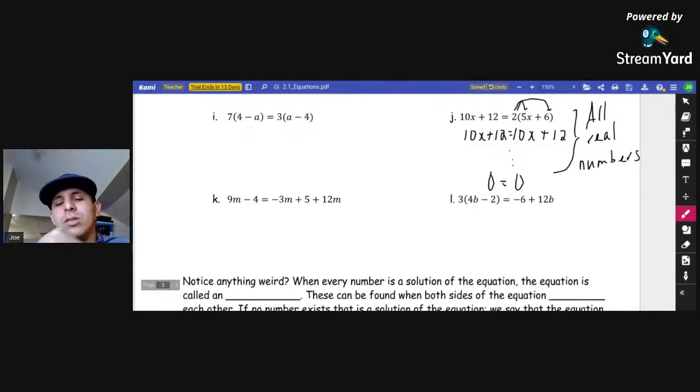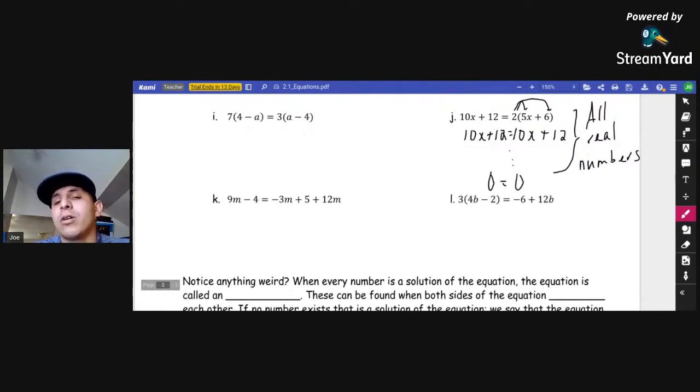Because essentially, since I'm left with a true statement, the variable is now gone, x has been eliminated, but we're left with a true statement. 0 does in fact equal 0. We can technically substitute any number. Because if I substitute a 2 in for x, I'll have 10 times 2 plus 12 equals 10 times 2 plus 12. It'll be the same value because we have the same expression on the left and right side of the equation.